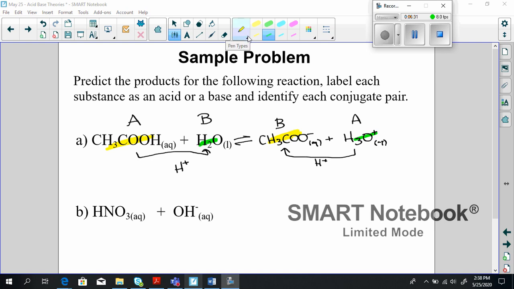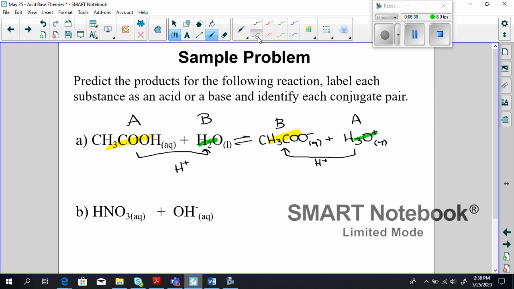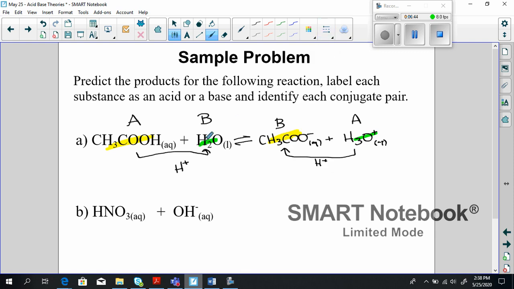For question B. So question B is HNO3 plus OH negative. So again, first order of business is we want to try to determine which of our substances is going to act like an acid and which of our substances is going to act like a base. So again, different ways to look at it. A grade 11 way of looking at things, the Arrhenius definition, starts with hydrogen or ends at COH, is usually a good telling point that it's going to be an acid.